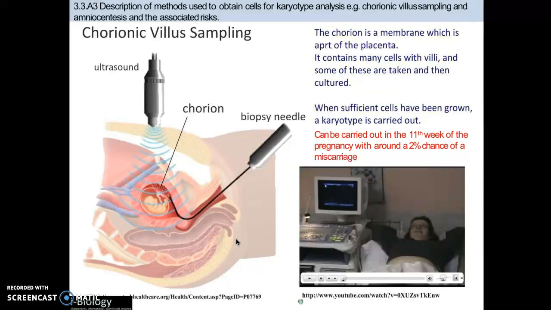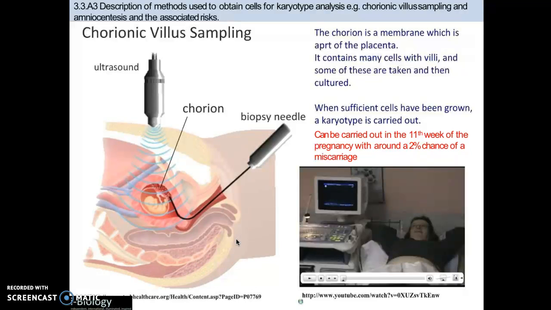Chorionic villus sampling is the other way, and the reason that you would pick one or the other is chorionic villus sampling can be done much earlier, although there is about double the chance of miscarriage. So the chorion is the membrane, which is a part of the placenta. It contains lots and lots of cells, and so those can be taken and then cultured. Right, villi, do you remember? Those are the little fingers.